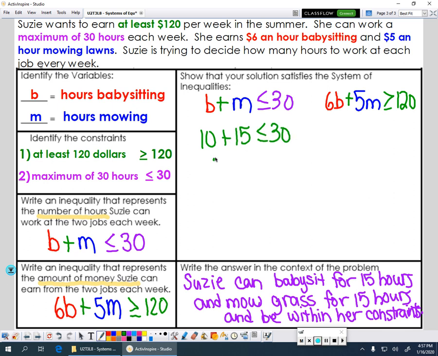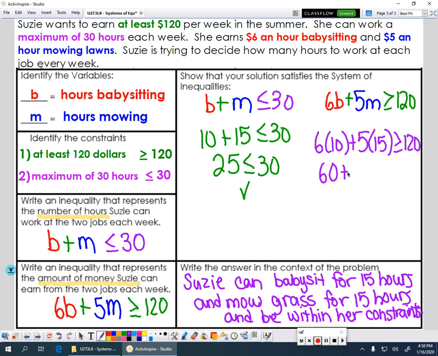That would be 25 hours total, which is less than or equal to 30, so that is within my constraint here. And then, if I come over here and I do 6 times 10 plus 5 times 15, we want it to be over 120. Well, 6 times 10 is 60. 5 times 15 is 75. And 60 plus 75 is 135, which again would mean she'd be above the constraint.